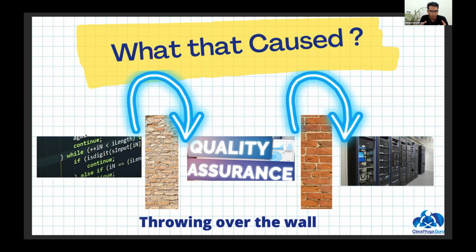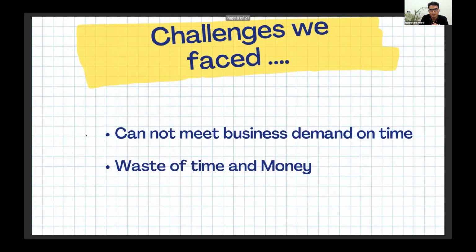And here, of course, there's a lot of waste of time. If the developer has done the work, the QA would take their own time to do things. And then if it doesn't work, the dev and QA team would come together, and that's just so much time consuming stuff. So eventually, we could not meet the business demand on time.